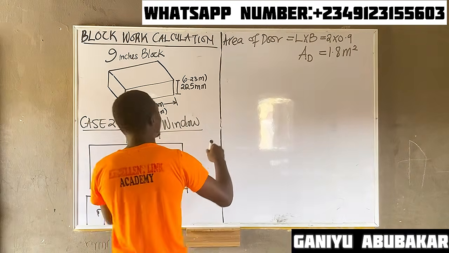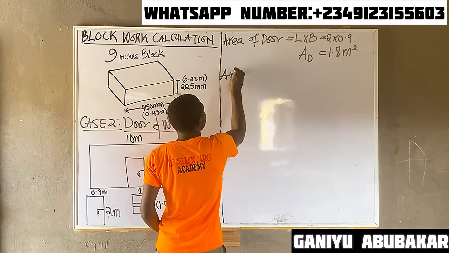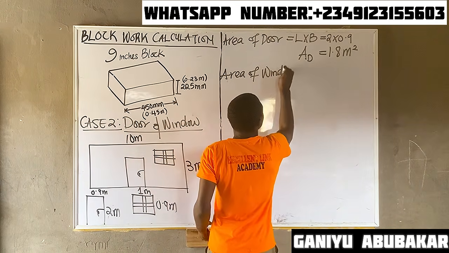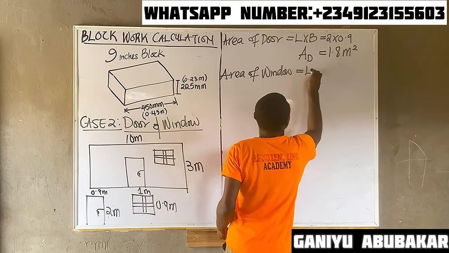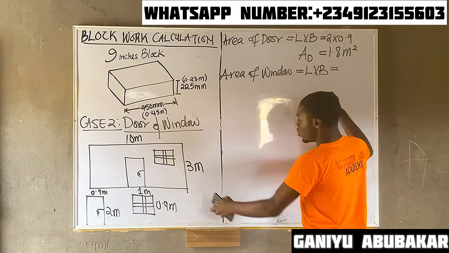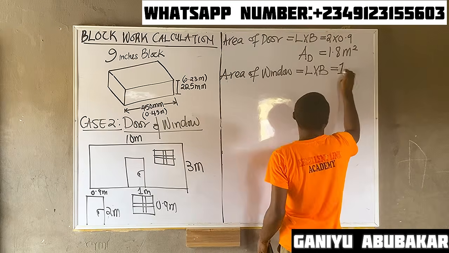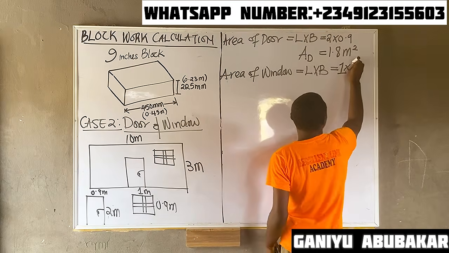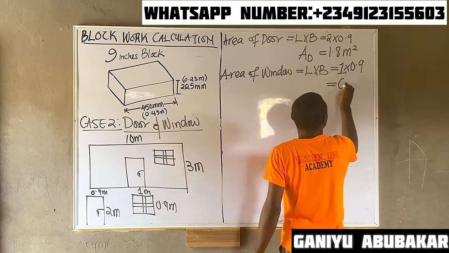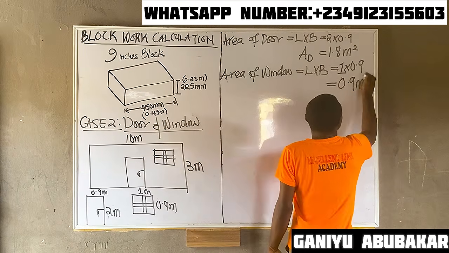Next task, area of window. Same thing, length times breadth of the window. What's the length of the window? Length is of course 1 times breadth of the window of course 0.9. It means that the area of window is 0.9 meters square.